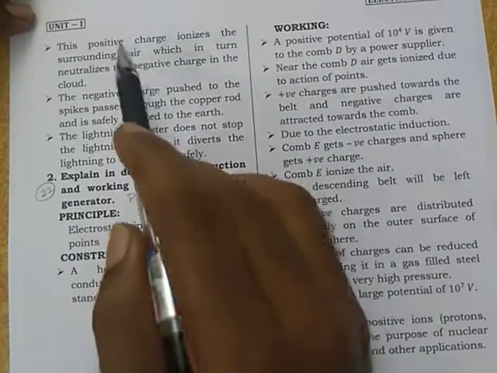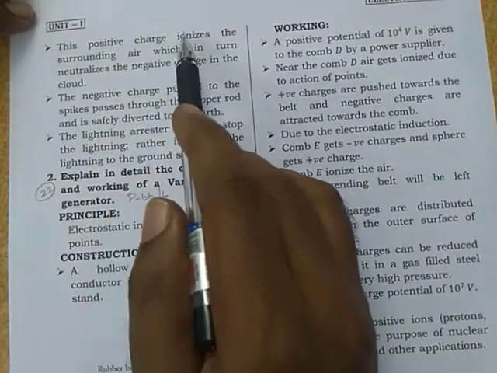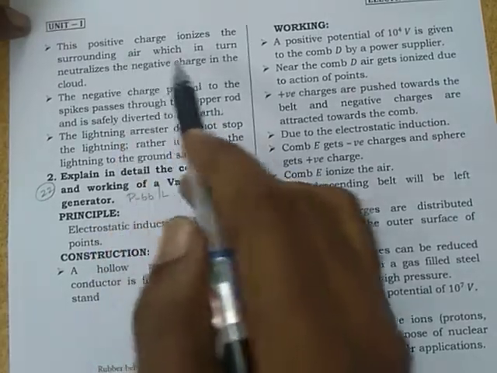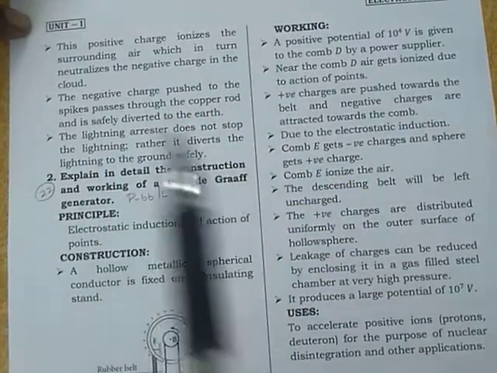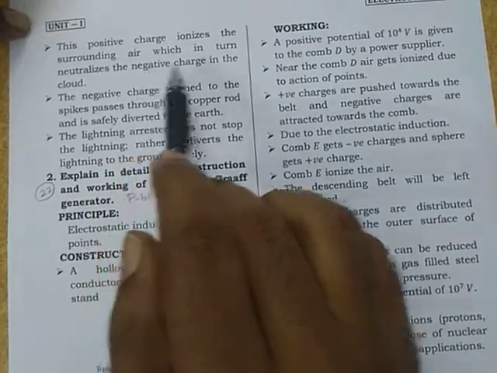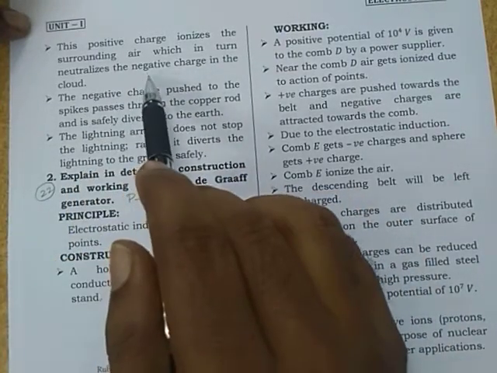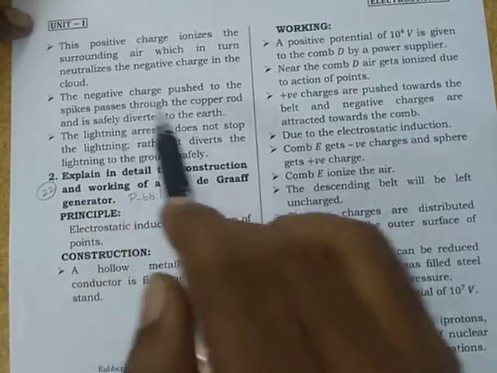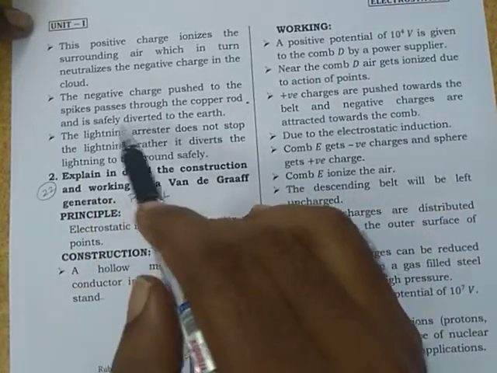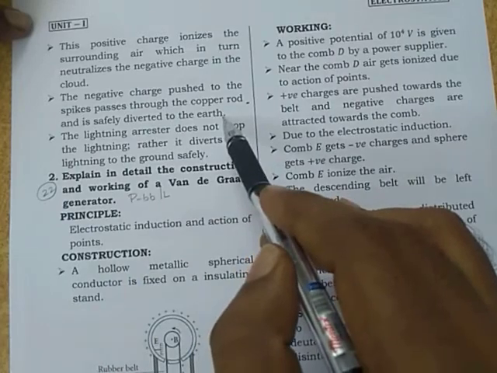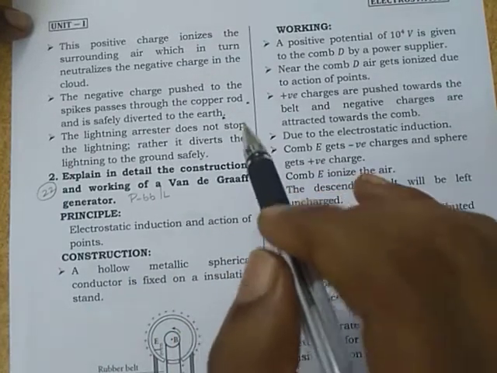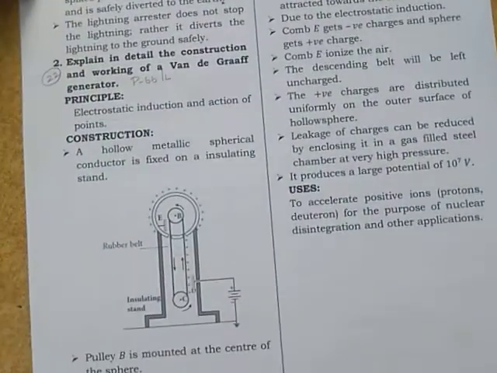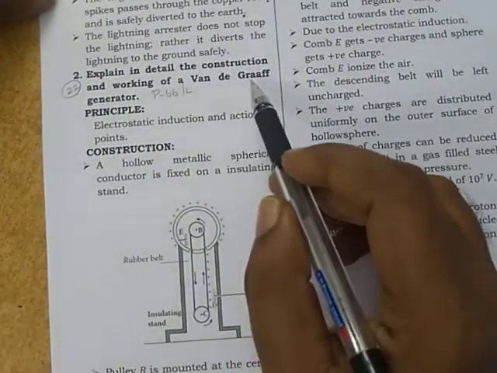Due to the corona discharge, the positive charges are repelled by the sharp edges and the negative charges are attracted. Due to that, it will ionize the air surrounding it. Then the negative charges of the clouds are neutralized. The negative charges are pushed to the spike and pass through the copper rod and are safely diverted to the earth. This is the process done by the lightning arrestor. Then our next topic is the Van de Graaff generator.